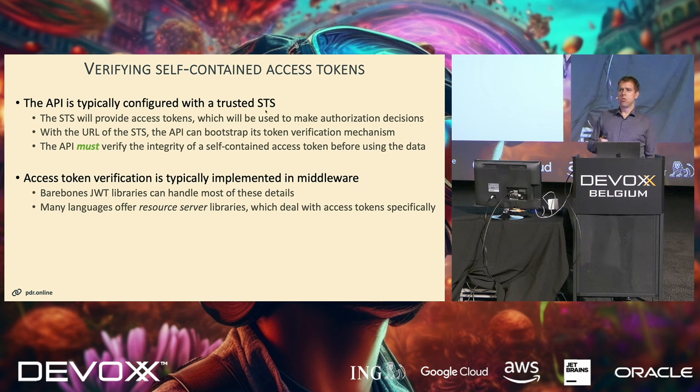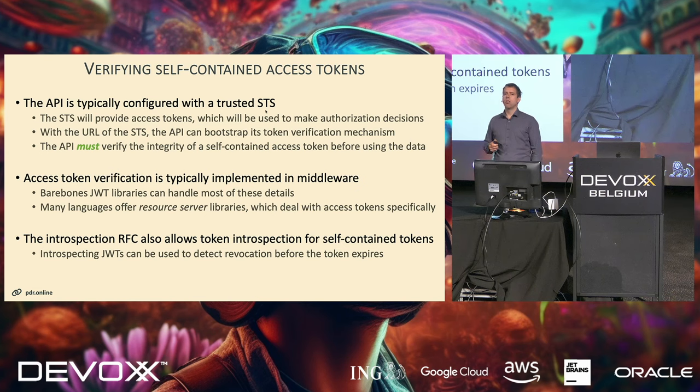If you really want to, you can do token introspection for self-contained access tokens as well. As in, the token introspection spec says, yeah, you know what? If you really want to, nothing prevents you from running a token introspection step for self-contained access tokens. In case you want to make sure it's really valid, even though it's still supposed to be valid, you can do token introspection. All right.